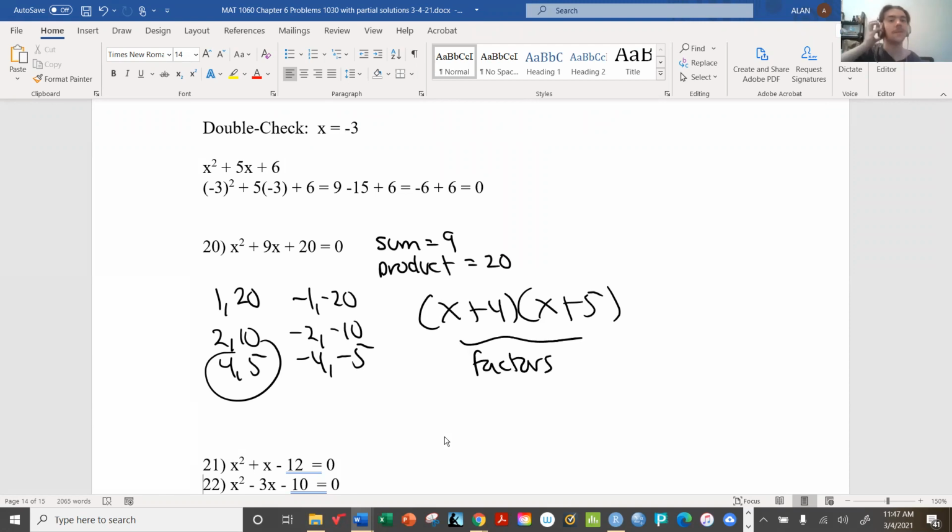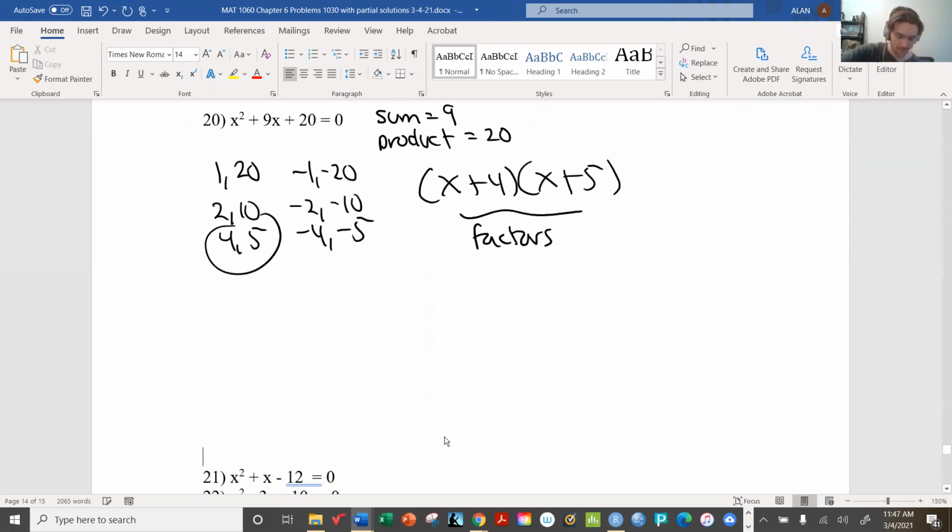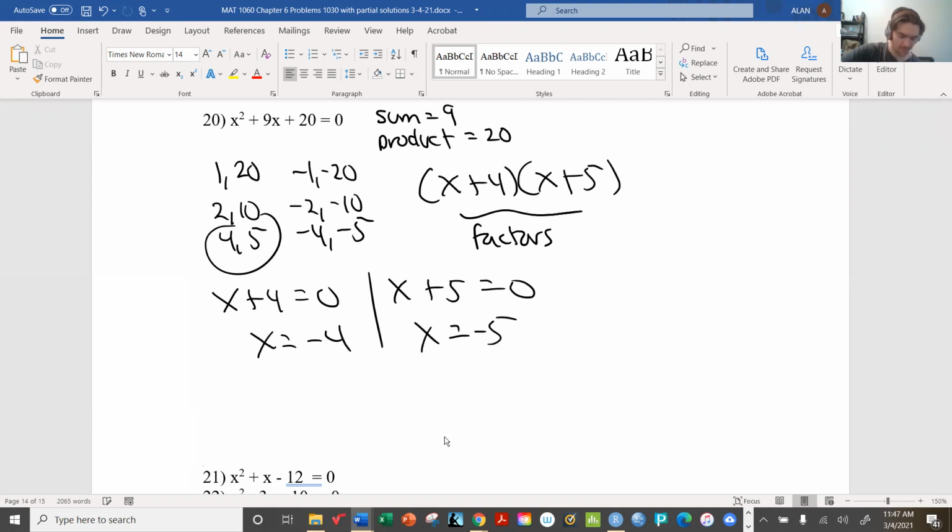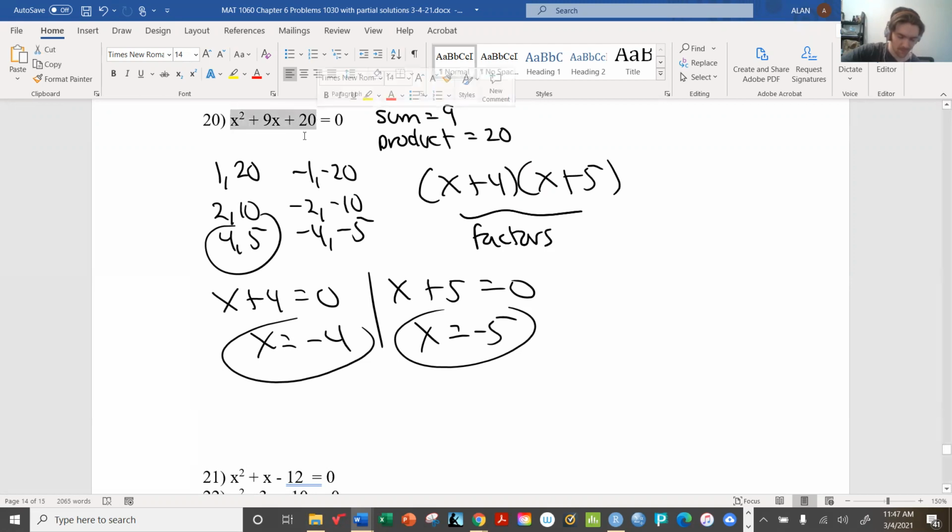But remember, our goal here is to find the solutions. And so that's pretty straightforward because all you have to do is set these equal to 0 individually to get x equals -4, x equals -5. And now we get the fun job of double checking. Who doesn't love double checking?